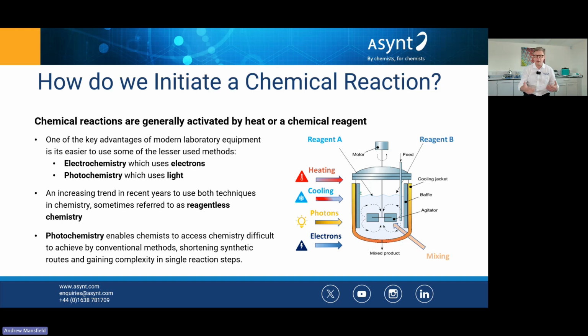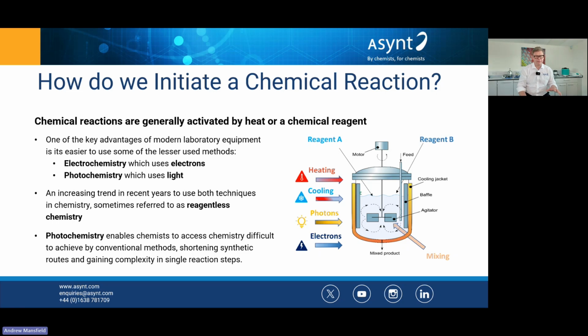reproducibly as well. So those two areas are electrochemistry, where we're using electrons as our reagent, and photochemistry, which uses photons and light. And these have seen really an increase in adoption over the last 10 years or so. We generally refer to these as reagentless chemistry. So we're also using these underused techniques in a greener and more efficient method as well.